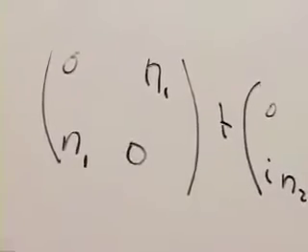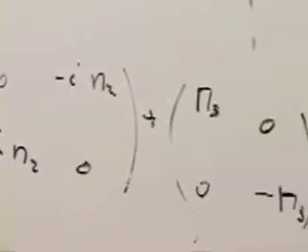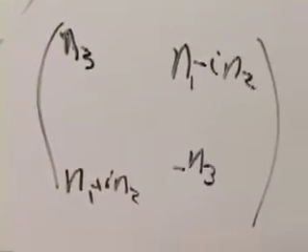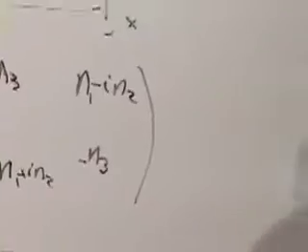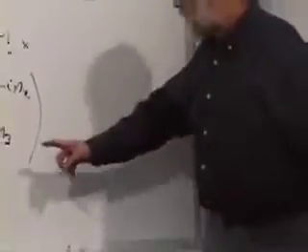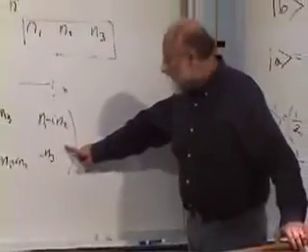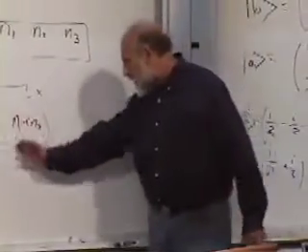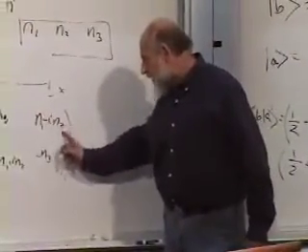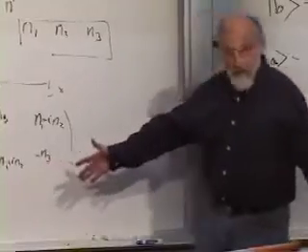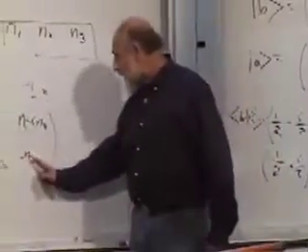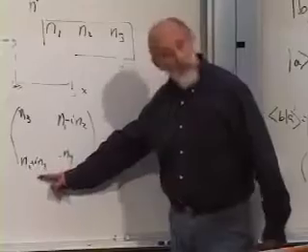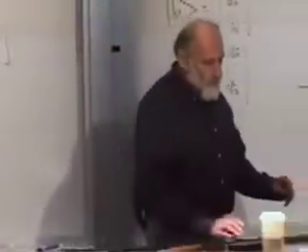So what's the experiment? The experiment is we take an electron and we put it in a magnetic field pointing along the n direction, and we see what we get, up or down. This is the operator that corresponds to that. n3 on the diagonal, minus n3, n1 minus i n2. Is this Hermitian? Yes, it's Hermitian. Real, real, and this one's the complex conjugate of this. So it's Hermitian.